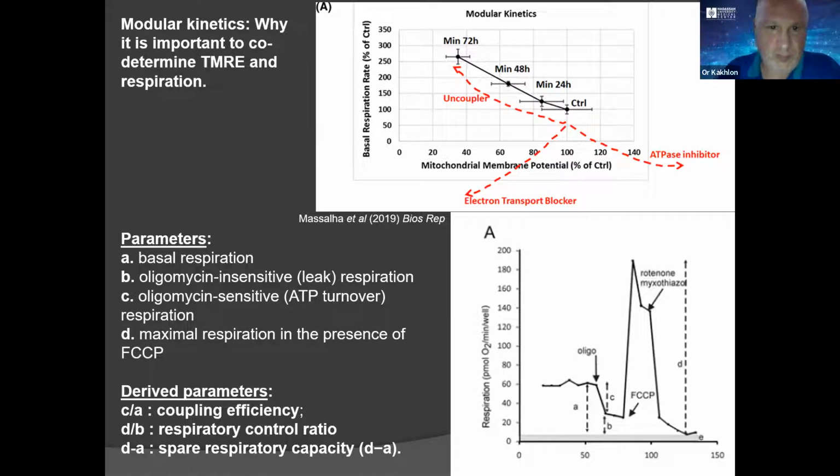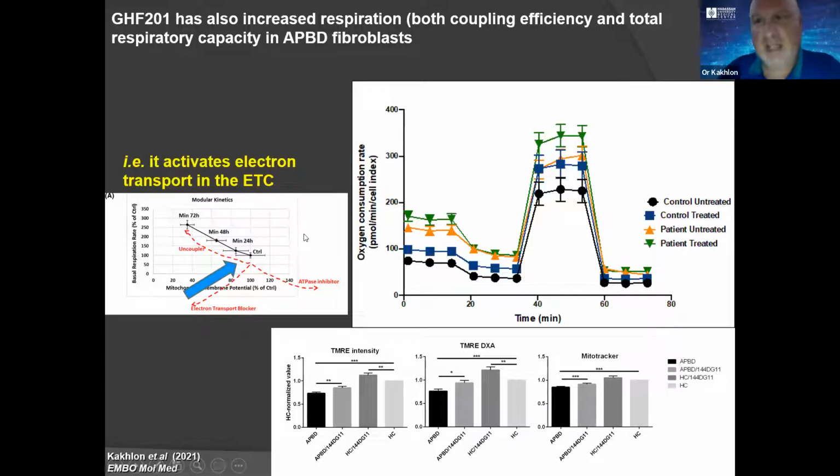So, sorry, the slide didn't move. Okay, so these are our bioenergetic results in cells, and as you can see, treatment with GHF201 increased the basal respiration and increased the coupling efficiency.